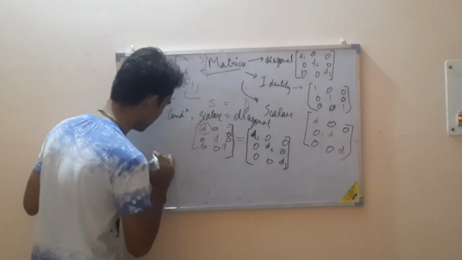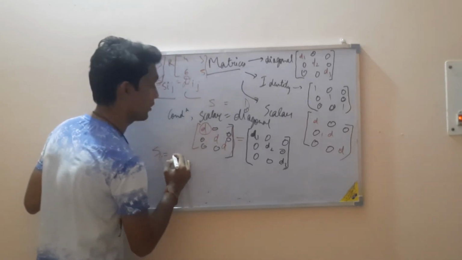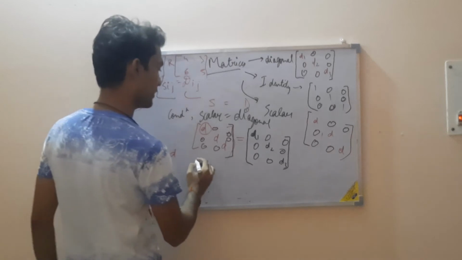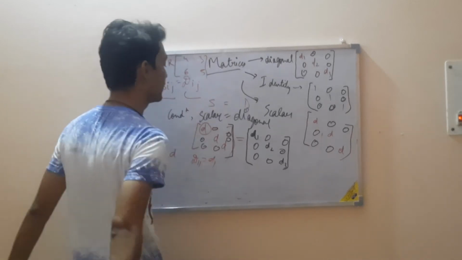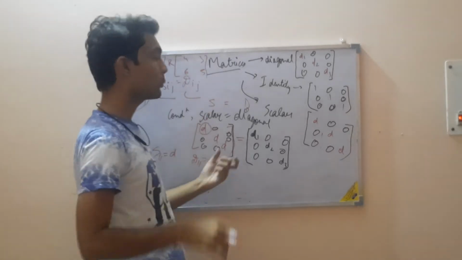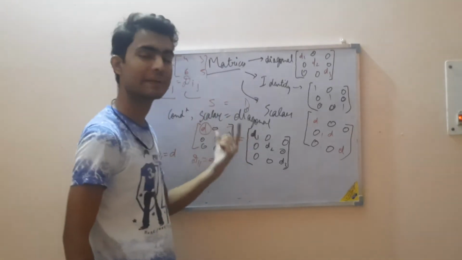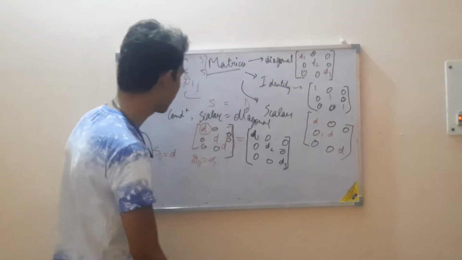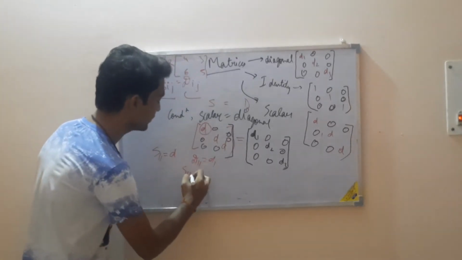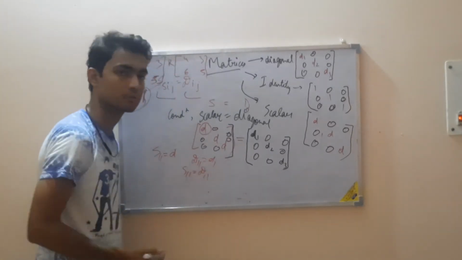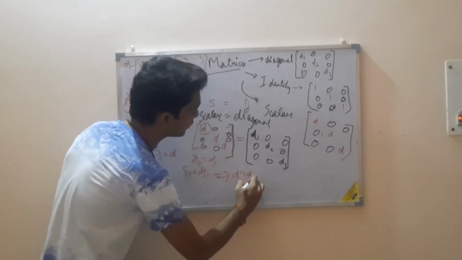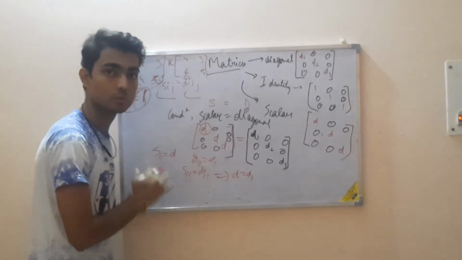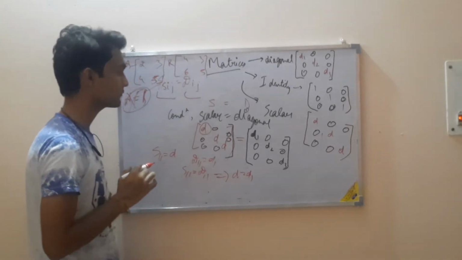Now see, it is the S matrix and it is the D matrix. At S11 we have d, and at D11 we have d1. If we want to make these matrices equal, it means S11 is equal to D11. This implies that d is equal to d1.